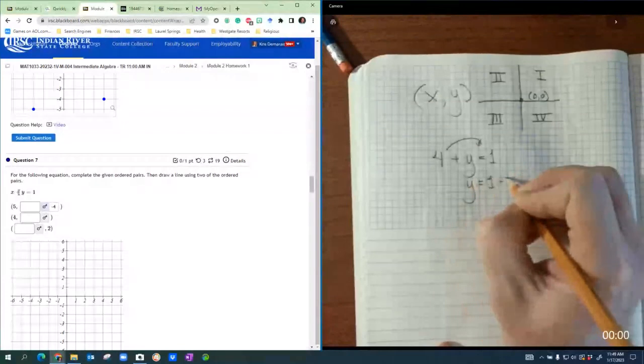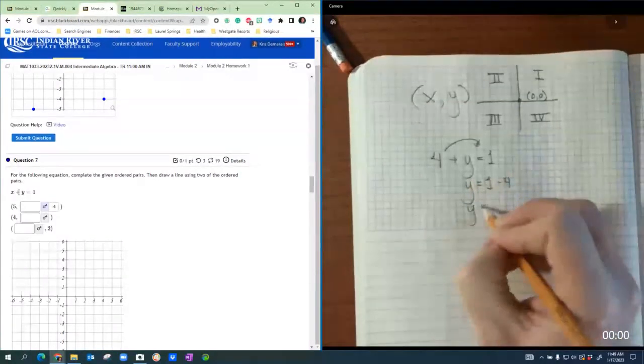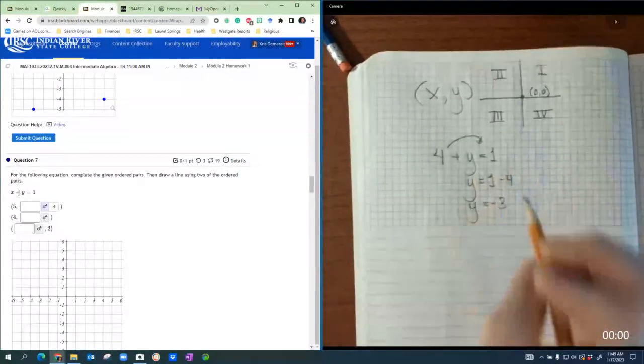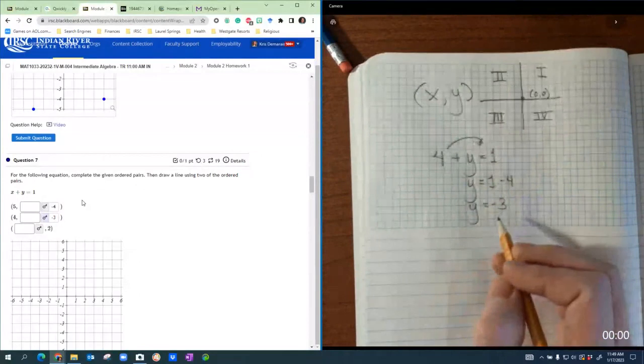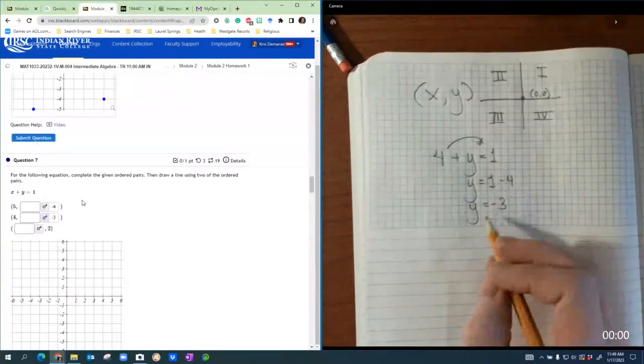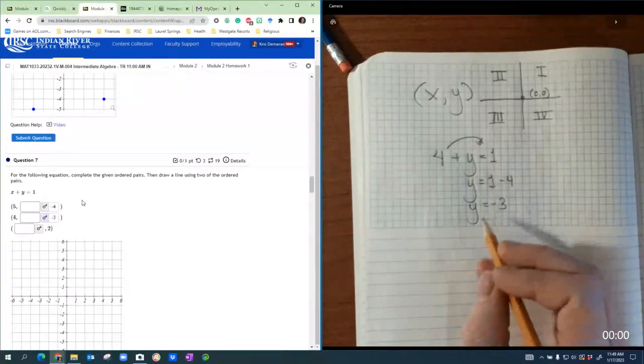1 minus 4. Now, I do it mentally for you guys because it's pretty fast if you can do it mentally. You don't need to write everything down. Your teachers in high school probably made you do that, and that was just annoying to you probably, but you can do things mentally, and it's acceptable.